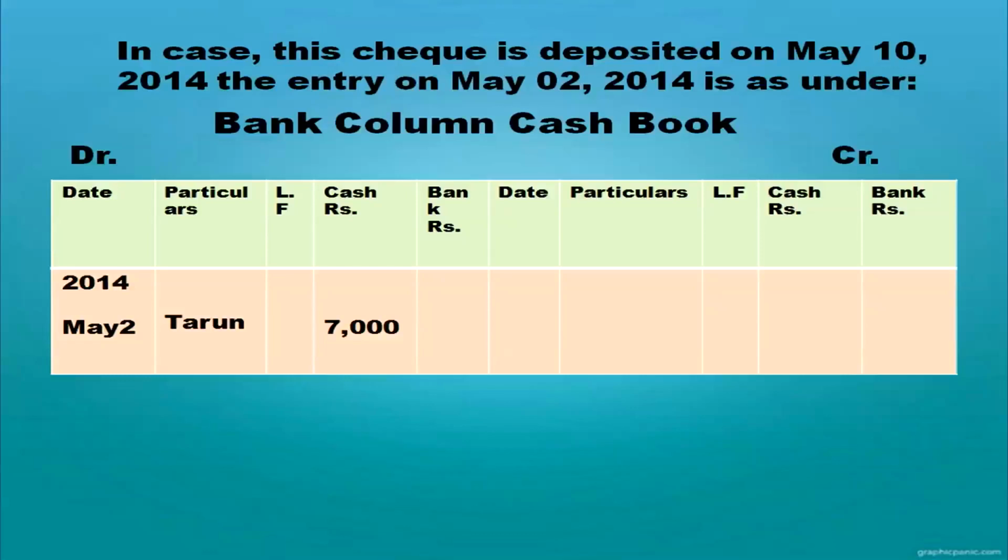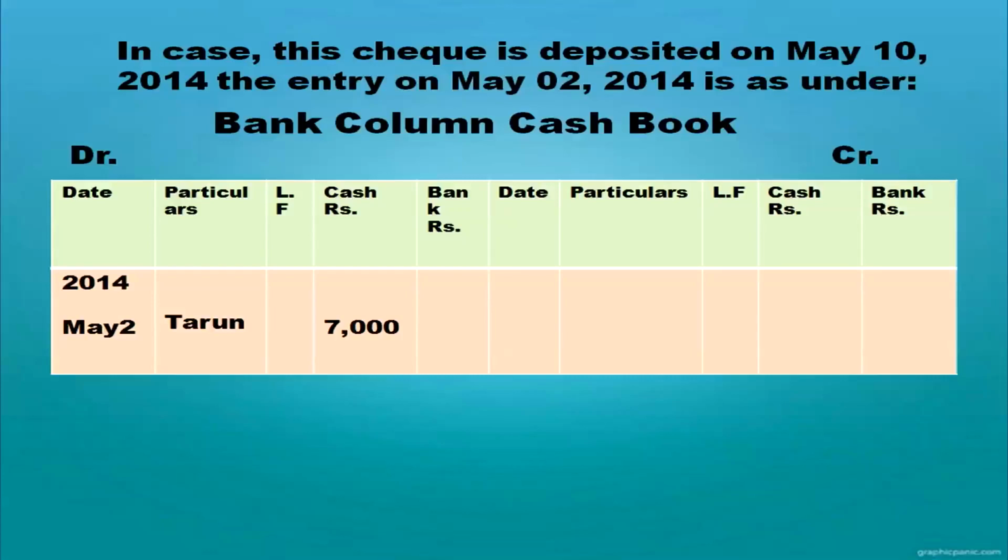In the above case, suppose the check is deposited on May 10, 2014. Then the entry on May 2nd will be like this, because it is not deposited on the same date. On May 2nd you will post like this: in the cash book, on the debit side 'To Tarun', and the amount will be written in the cash column. Date May 2nd, cash column amount 7,000.